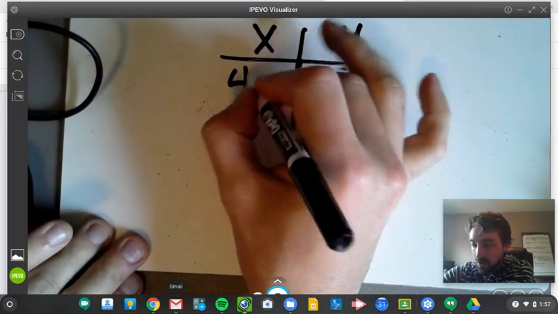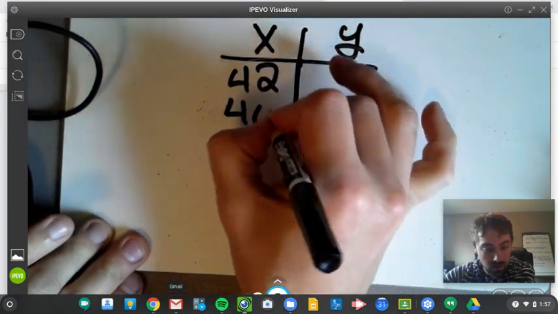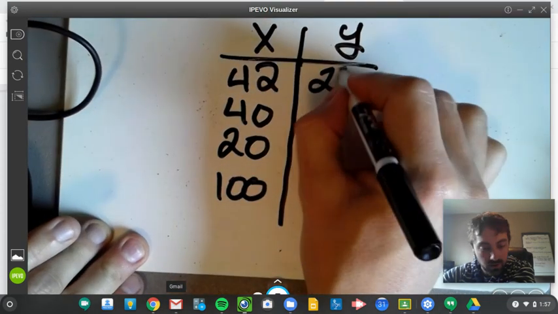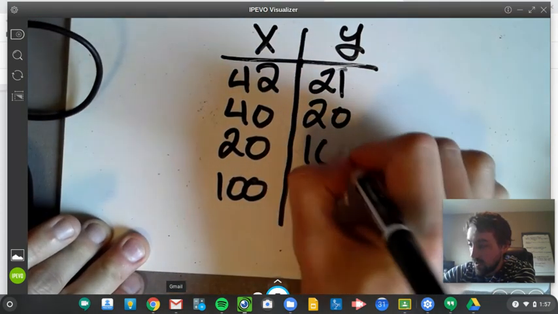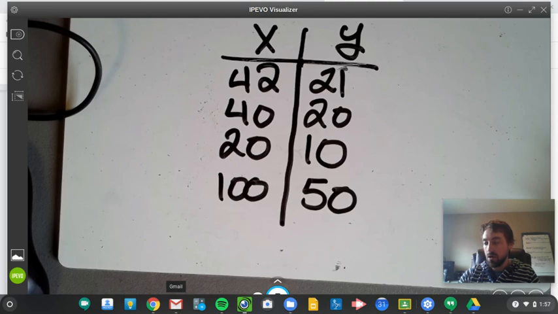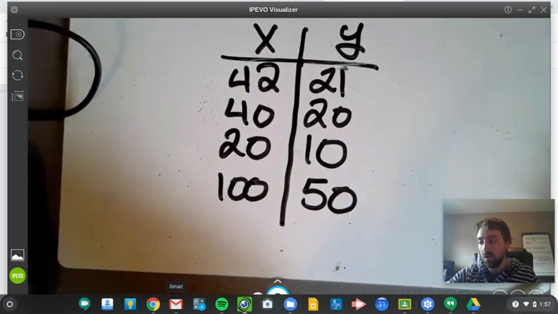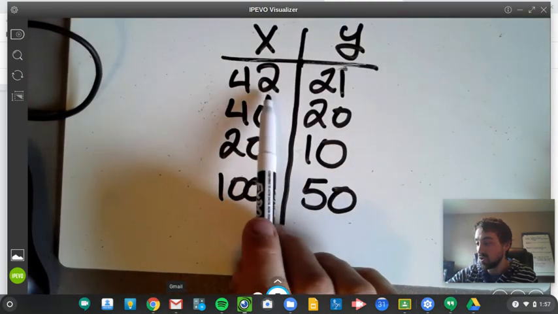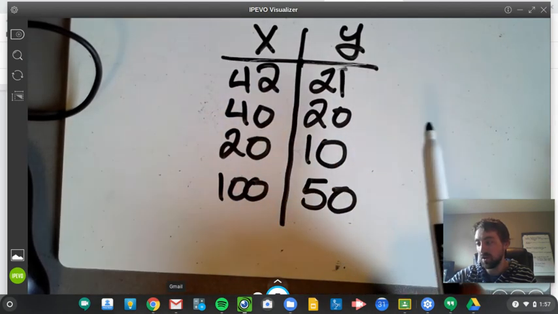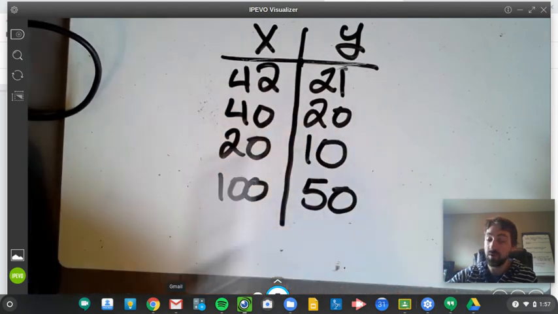We have 42, 40, 20, and 100. We have 21, 20, 10, and 50. So the number's getting smaller. So let's try subtracting first. How do we get from 42 to 21? We subtract 21. So 42 minus 21 gives us 21. 40 minus 21 doesn't give us 20. So we know it's not subtraction.